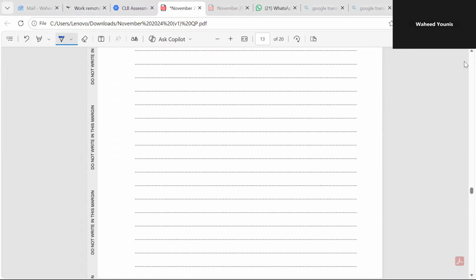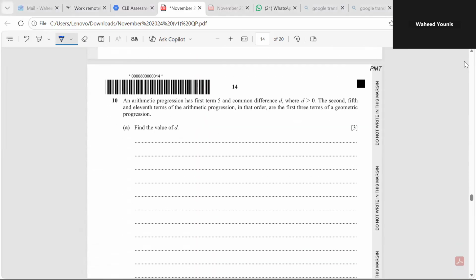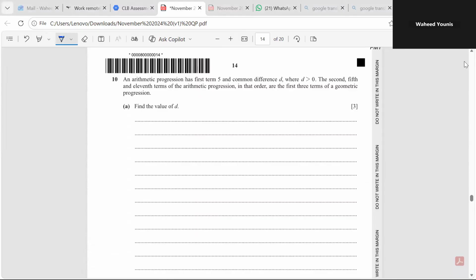Yes, this is question number 10. It says that an arithmetic progression has first term 5 and common difference d. From this information, we can see that the nth term of this arithmetic progression is going to be a plus n minus 1 into d. So a, which is the first term, is 5, plus n minus 1 into d. d is not known right now, and d is positive.